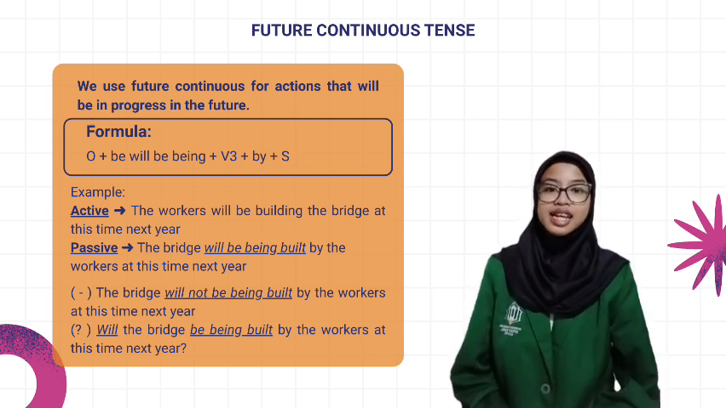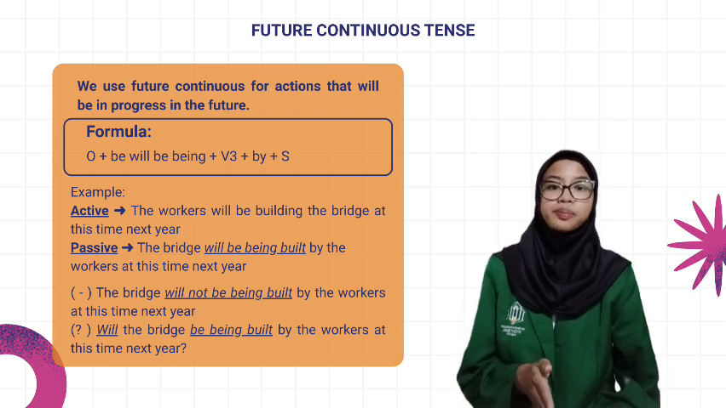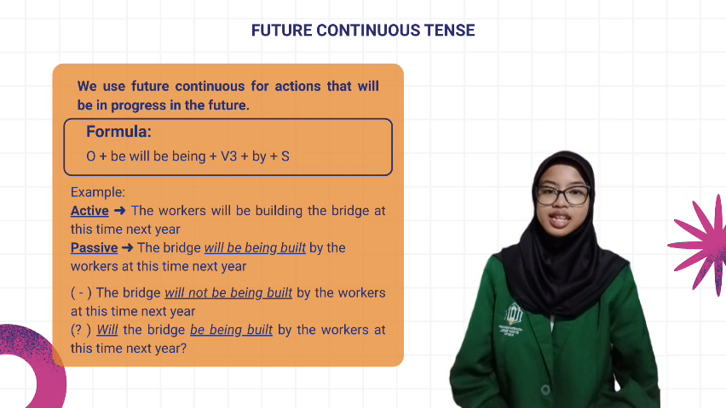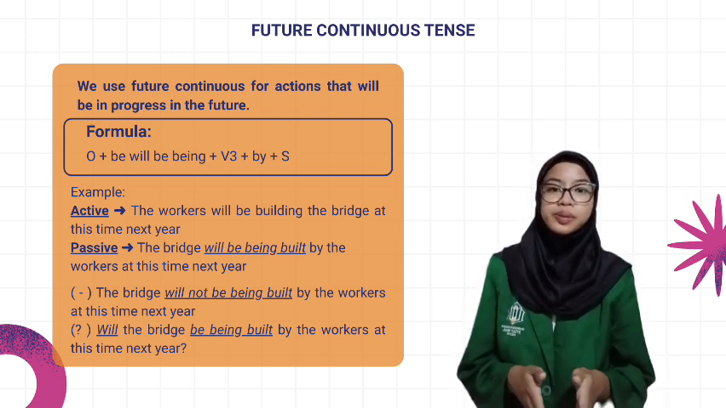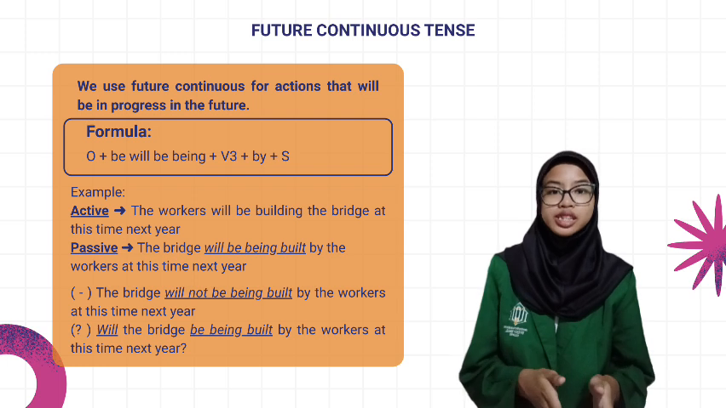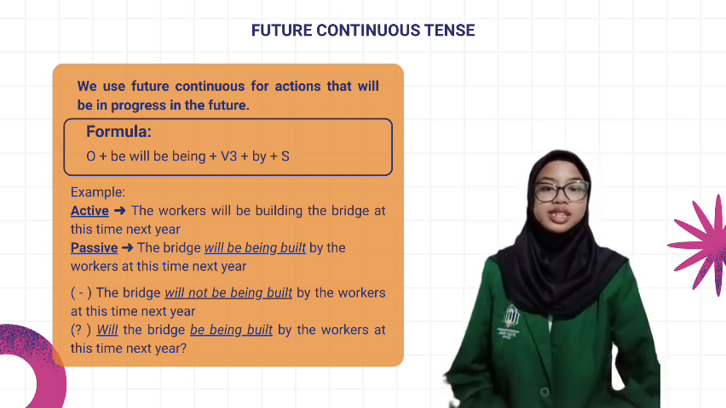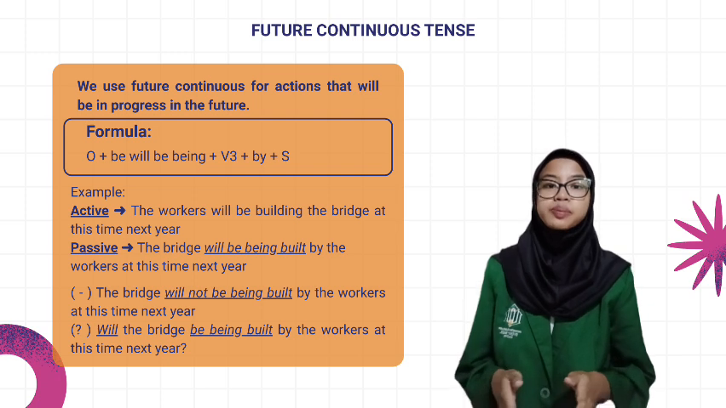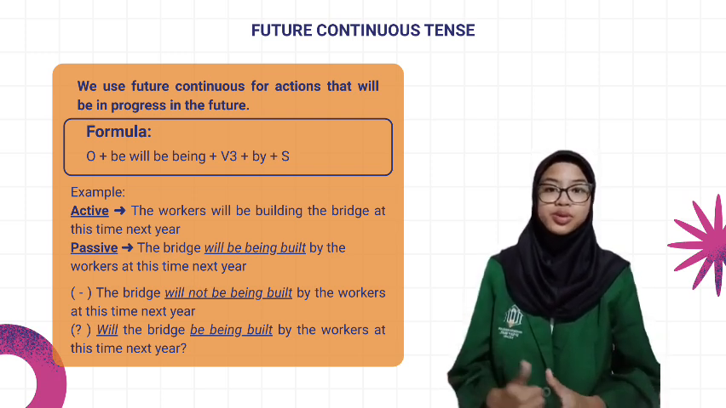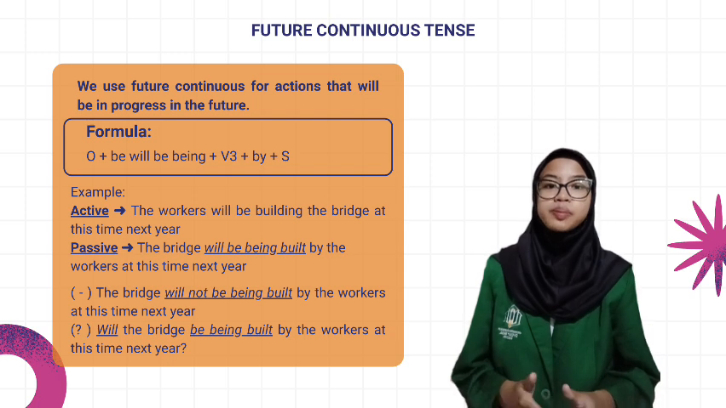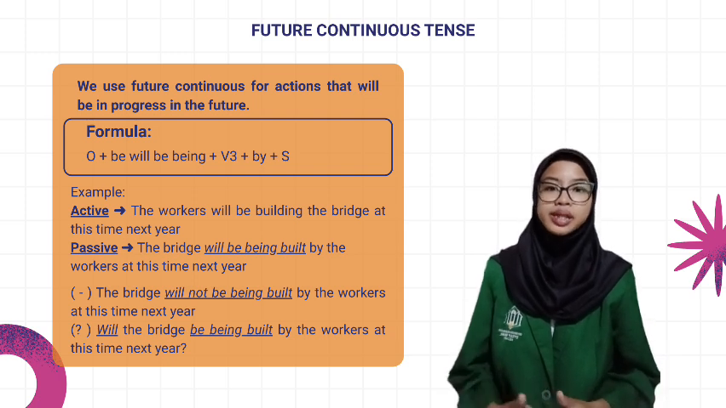Negative sentence-nya: the bridge will not be being built by the workers at this time next year. Interrogatifnya: will the bridge be being built by the workers at this time next year? For example, the report will be being prepared by the staff at this time tomorrow. The stage will be being decorated by the committee tomorrow morning.